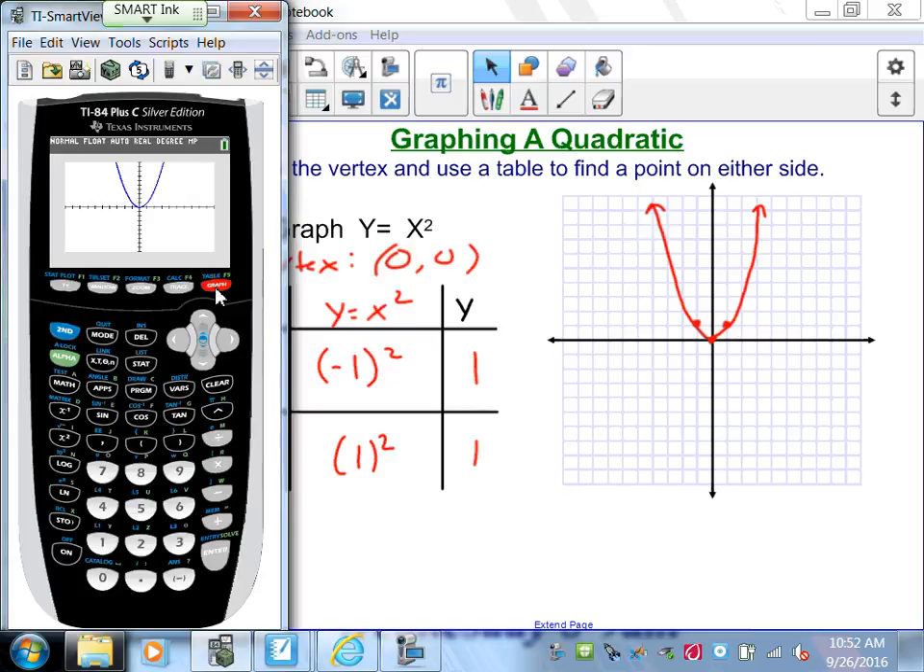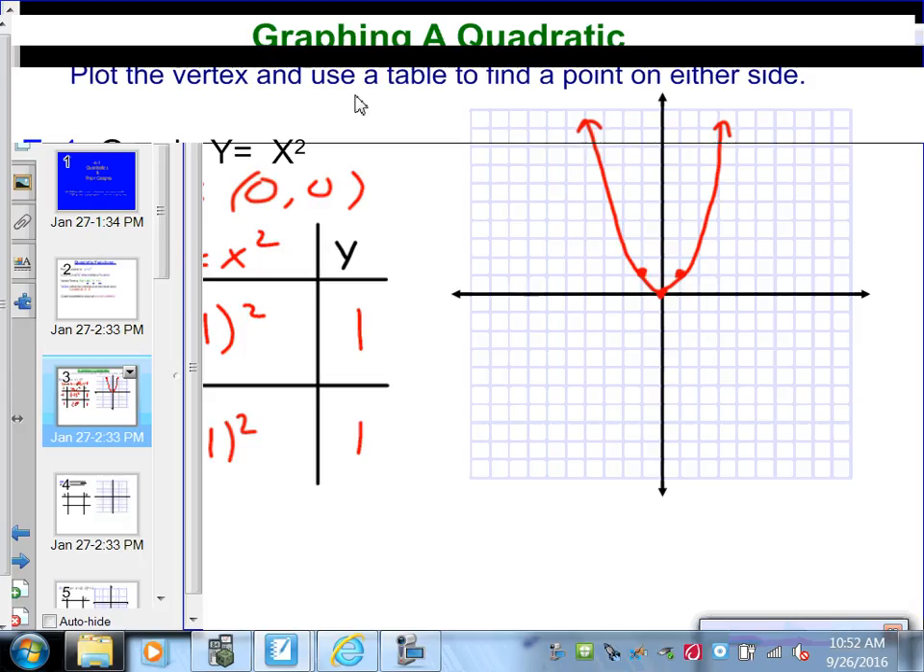Take a look at the table. Why does it keep curving up this way? If you hit second table, take a look at around the vertex. The vertex is 0, 0, right? So 1 squared is 1, 2 squared is 4, 3 squared is 9, 4 squared is 16, both in the positive and negative. So that's why it keeps getting wider and wider. It makes that beautiful U shape.